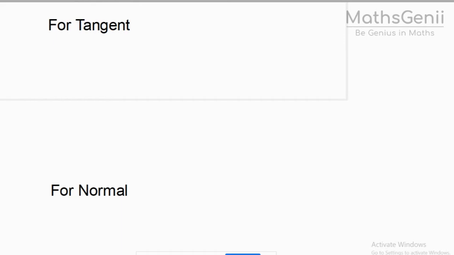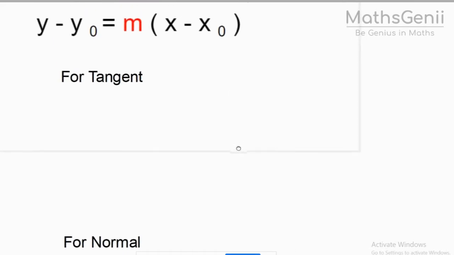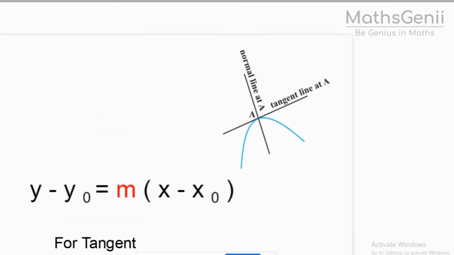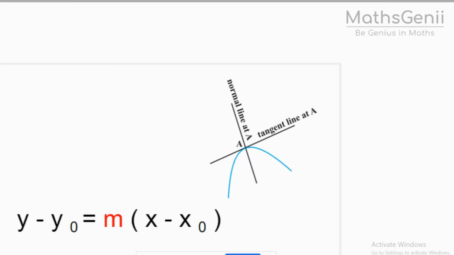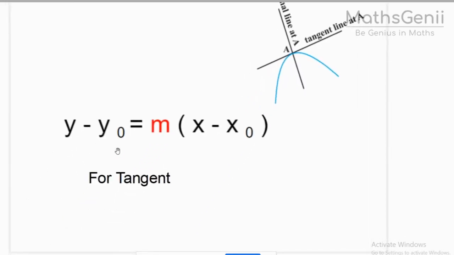So here, if you can see on the screen, I've written for tangent and for normal. So we are going to interconnect. Let's just see what normal and what tangent means. This is a curve, and a line which passes through the curve touching at one point of the curve is the tangent, and the line perpendicular is the normal line. In the lower standards, you have already studied this equation.